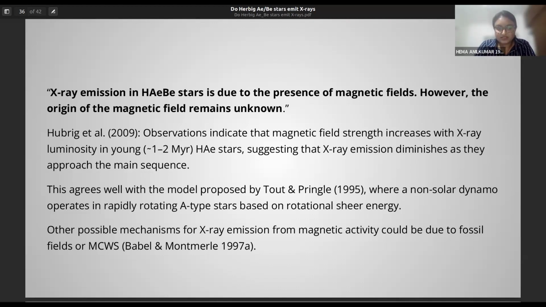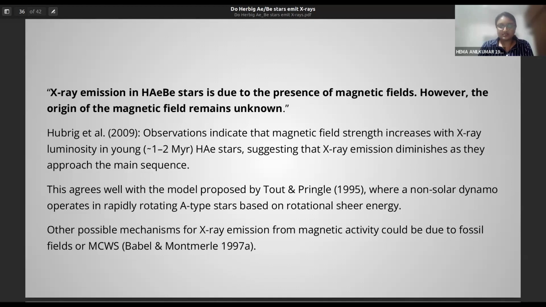Okay, so based on the study by Herbig et al. 2009, they suggested that as the pre-main sequence star reaches the main sequence phase, they observed a diminution in the X-ray emission. So based on that study, we could say that the fossil field, when the pre-main sequence star reaches its main sequence, from their study it is seen that the magnetic field also diminishes as it reaches the main sequence.